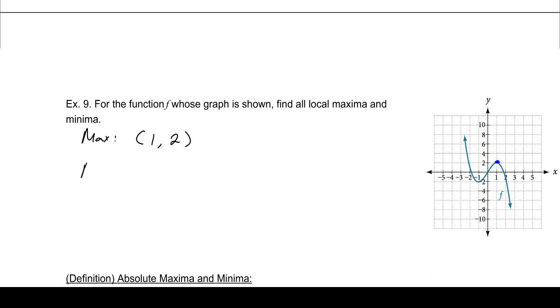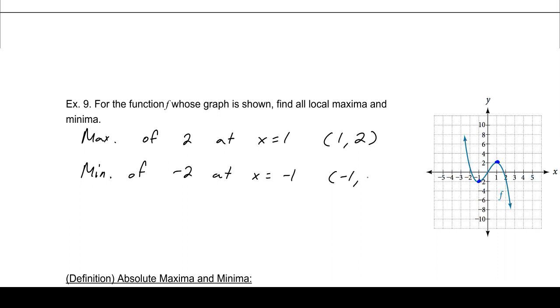And it appears that we have a minimum. Let's actually say this differently. We have a maximum of 2 at x equals 1. And we have a minimum, the lowest value is negative 2 at x equals negative 1, which is the point negative 1, negative 2.